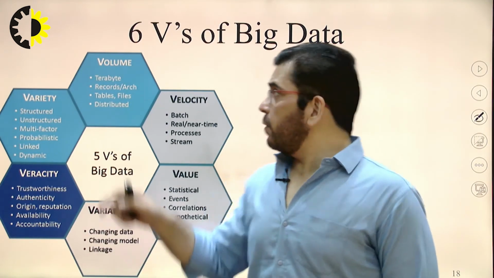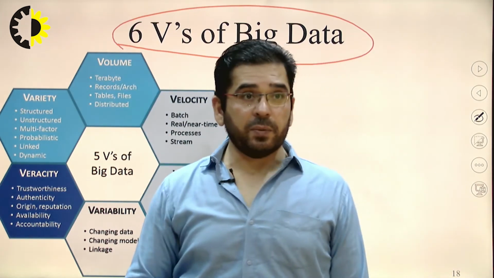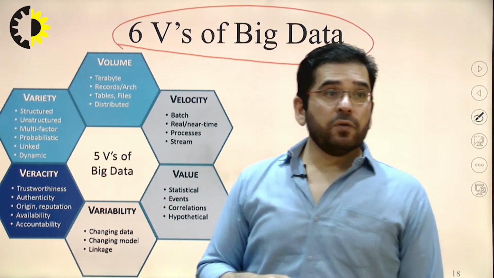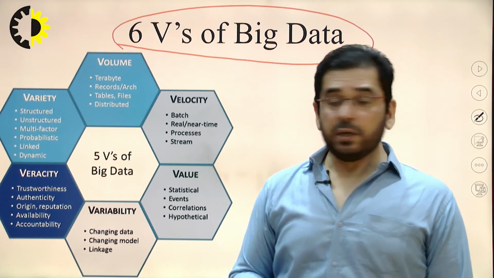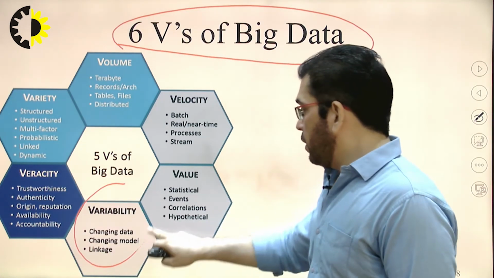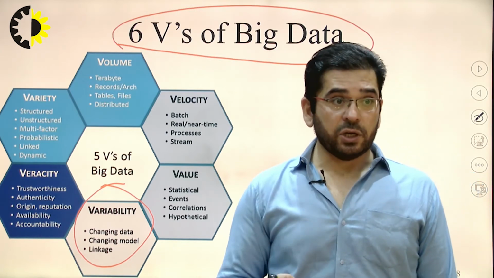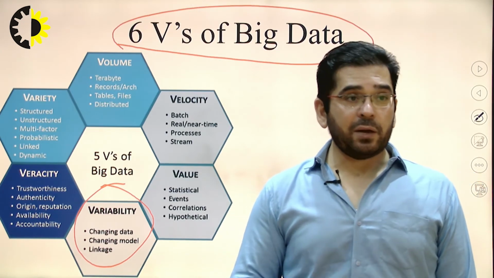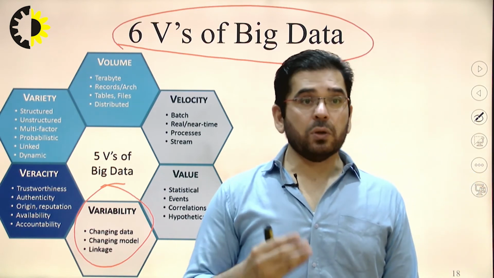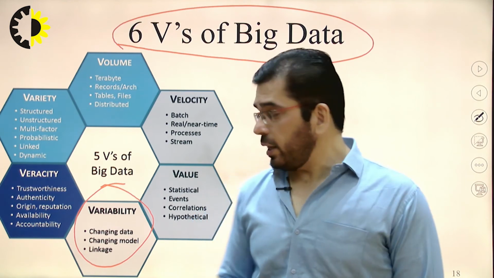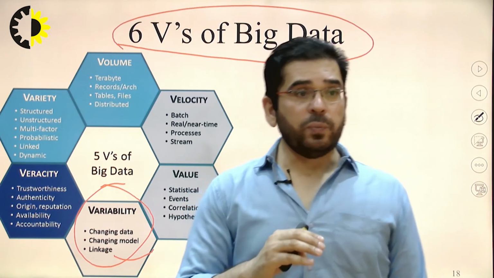Okay, now I am covering the 6 V's of big data. Even though it is not given in your university syllabus, you should be aware of it. 5 V's we have discussed: volume, velocity, value, variety and veracity. The 6th V is this one, variability. It is very important. The data should be variable in nature. It should be updated regularly. The data should be changing in nature. The model in which the data is stored or organized should be updated every single day. The data should be linked with real-time data statistics.